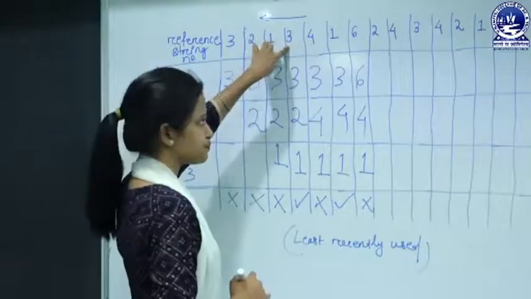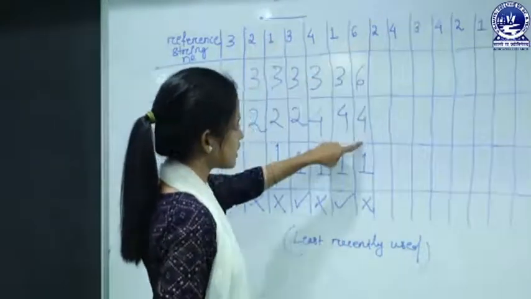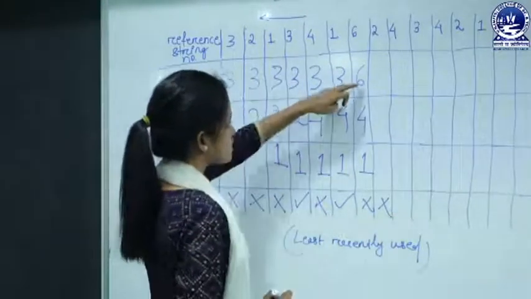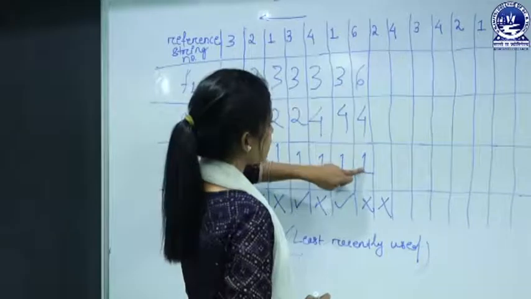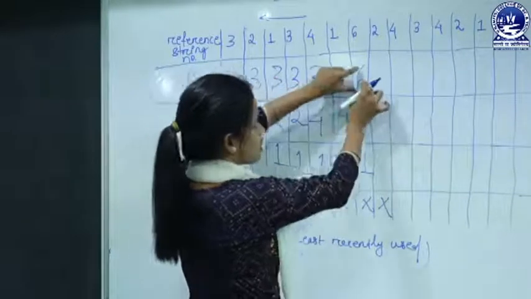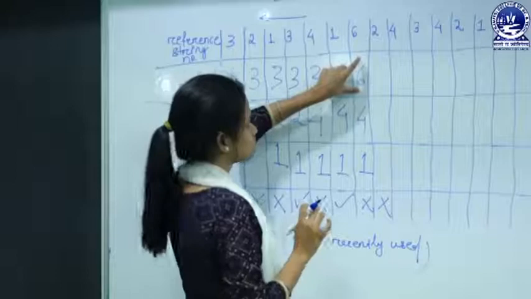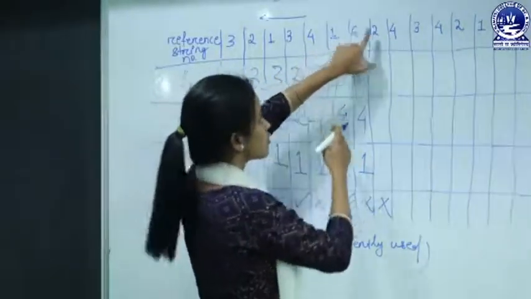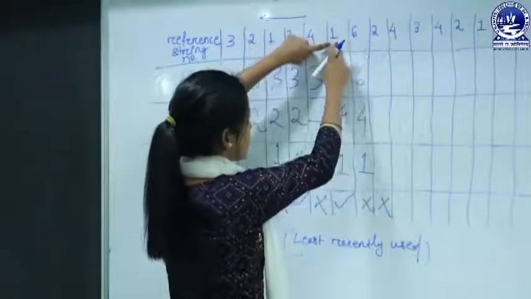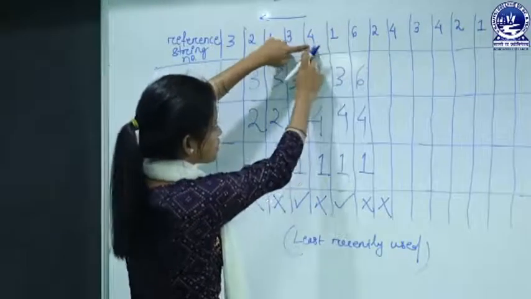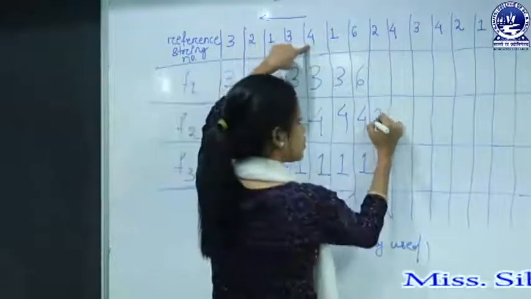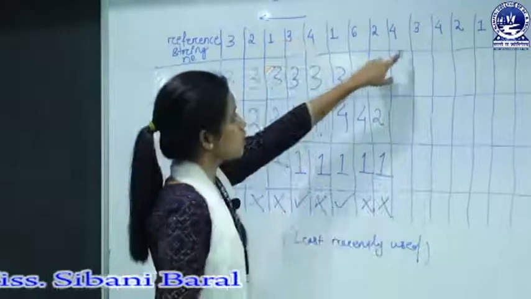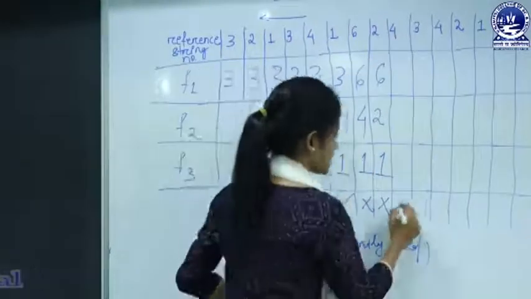There is a miss. And next 2 is not there, so there is a page fault, a miss. Among 6, 4 and 1, which is least recently used? We have to replace with this 2. From 2, 6 is recently used, 1 is used after 6, and 4 is least recently used. We put 2 in place of 4, giving 2, 6, 1. Next, 4 is not there, so again a page fault.